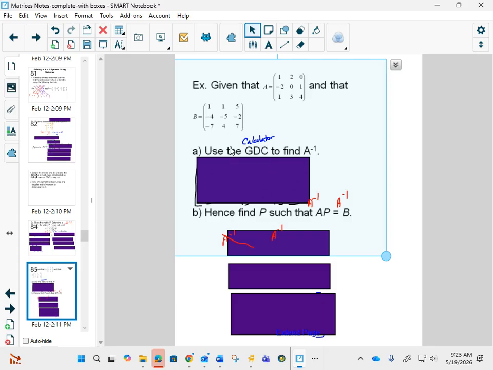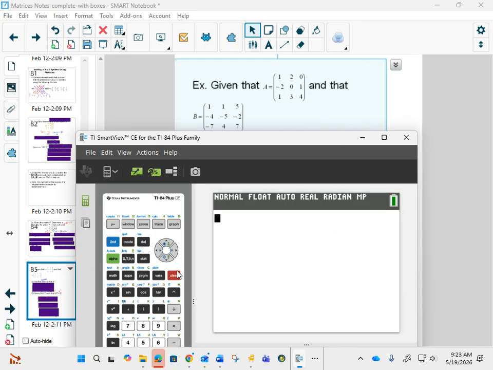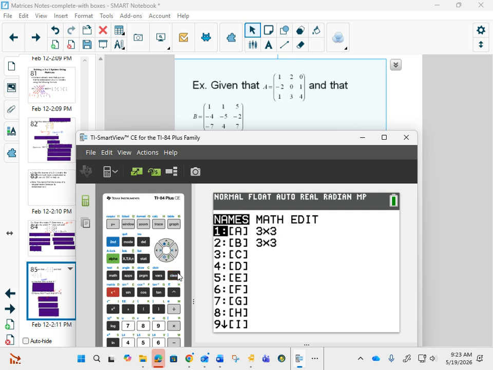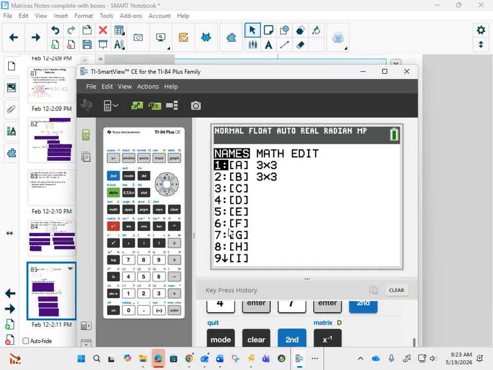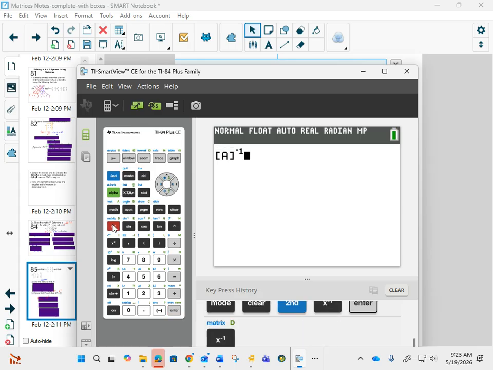So we're going to use our calculator. GDC stands for Graphic Display Calculator, much shorter than writing calculator. And we're going to use our calculator to find A inverse. So how do we do that? Well, we open up our calculator. We go to our main screen, clear everything out here, and I can go second matrix and select matrix A. And then above the x squared button right here, the x inverse button.